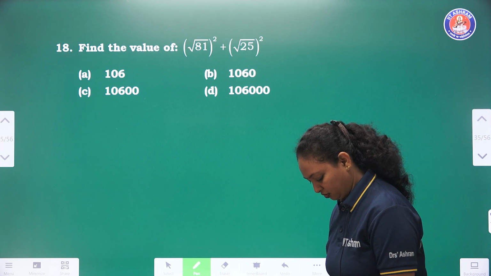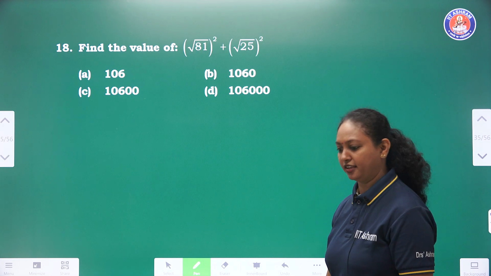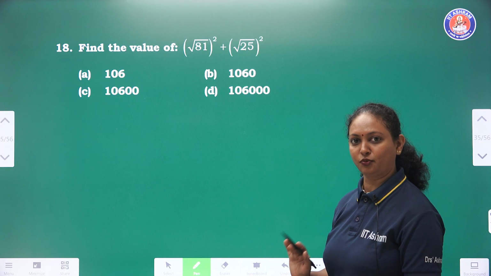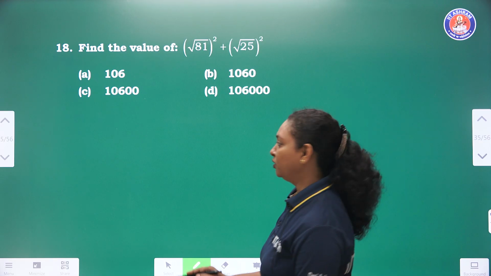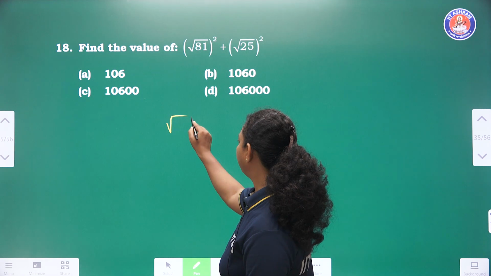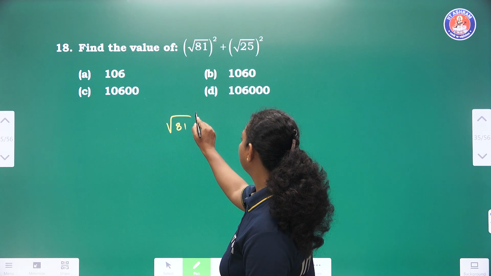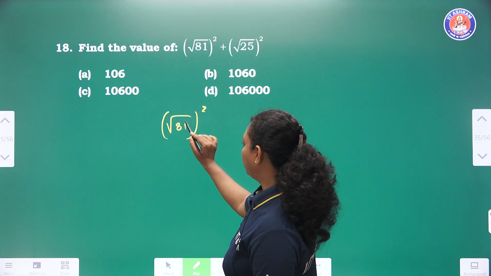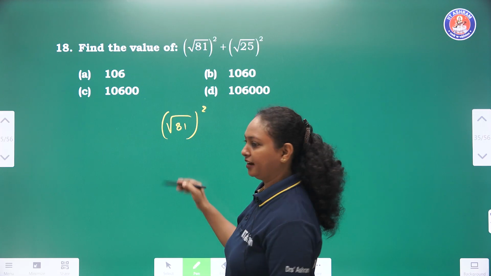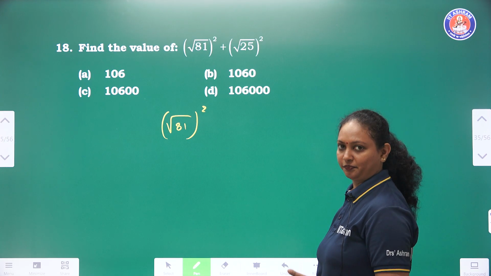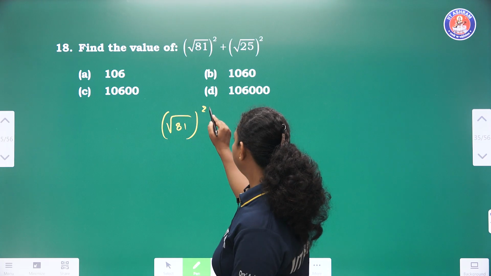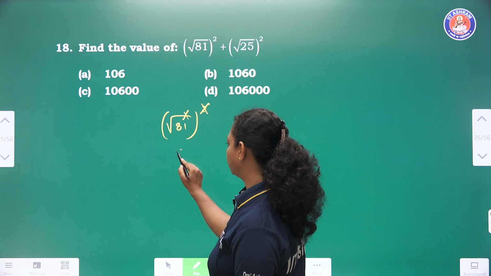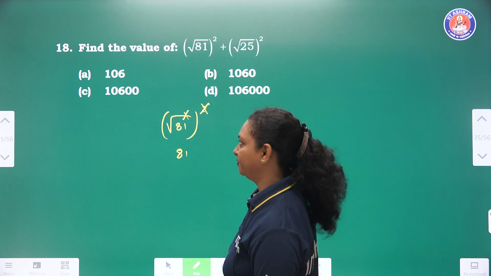Most of the time, when a question like this comes, students start solving right away and take the square root of 81 to make 9. But look, 81 is already given inside a square root. So when you take the square root of 81 square, it means root 81 into root 81, right? So power and square root are going to cancel out. So this one is left with only 81.